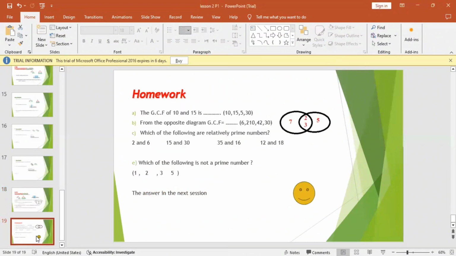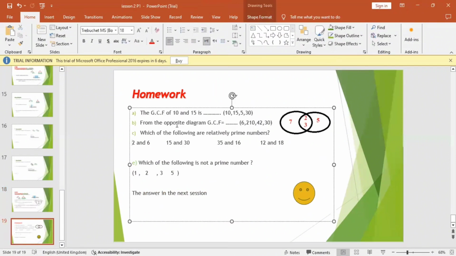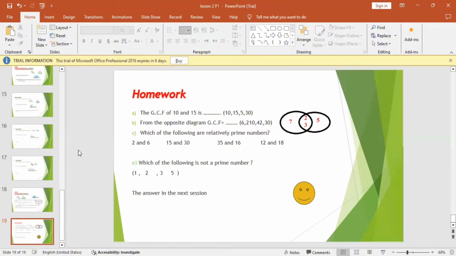Homework. The GCF of 10 and 15 is number B, from the opposite Venn diagram. How can I get the GCF? Number C, which of the following are relatively prime numbers? Number E, which of the following is not a prime number?